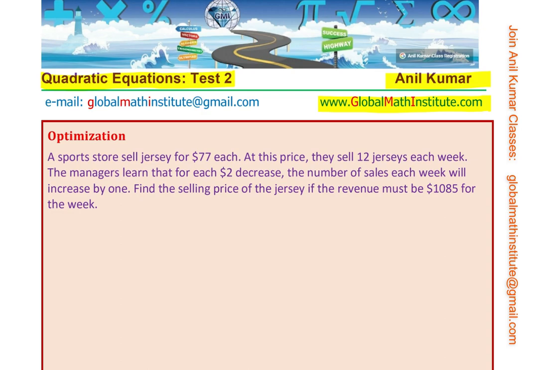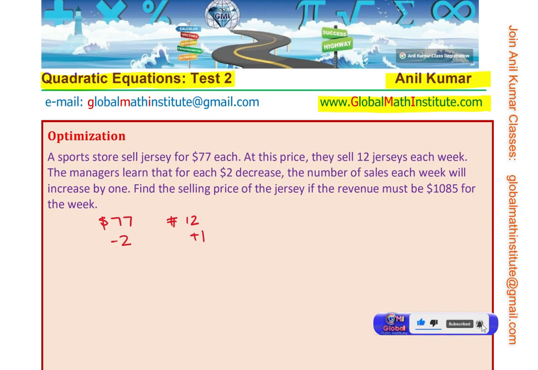So, let's try to understand the situation. It says, a store sells each jersey for $77. So the cost happens to be 77, and they are able to sell how many jerseys? 12, each week, right? The manager learns that for each $2 decrease, that means if I make it minus 2, the number of sales each week will increase by 1, so it will add 1. You get the idea.